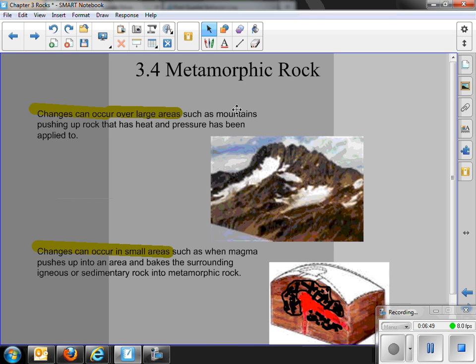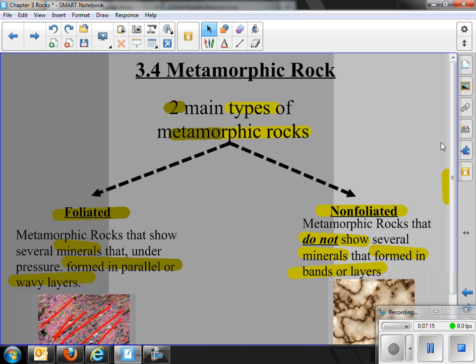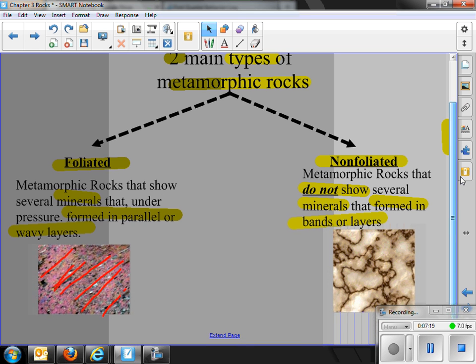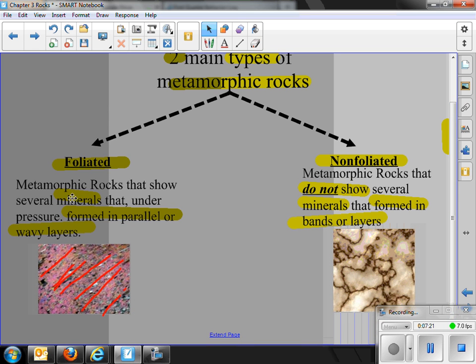Now, metamorphic rocks can happen over a large area, like in a mountain range, or if magma comes up and covers a whole large area, that can affect and change the rock. That heat and that pressure changes that rock into something else. It also can be in just a small area, like where the magma might just come up and not actually hit the surface, but it heats the area around the magma and changes it into another type of rock.